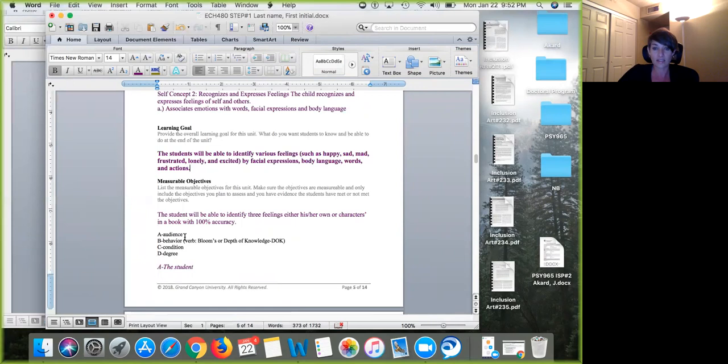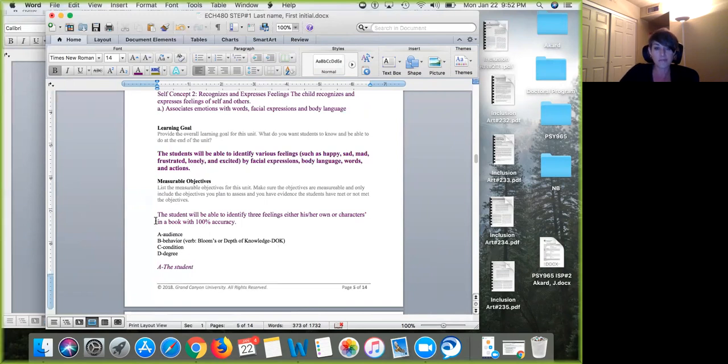A stands for audience. B is behavior. That's that verb that you can either use Bloom's or depth of knowledge, DOK. C is the condition. So what are you going to use to know that they're doing it? Is it a worksheet? Is it a book? Is it something they create? What is it going to be, or is it something they have to actually do? And then last is the degree. So what degree should they have it after this 5-day, or maybe you only have time for a 4-day unit?